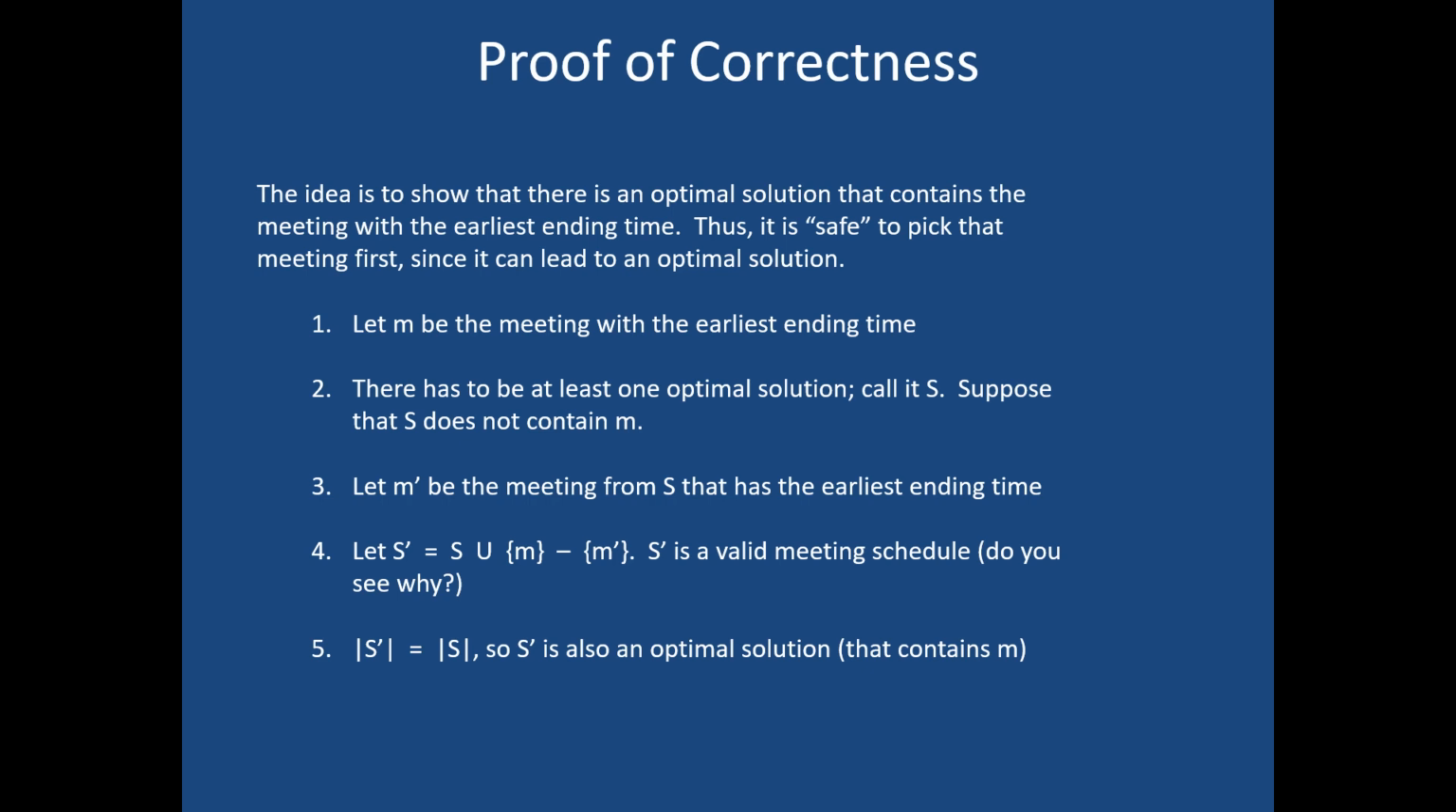What we showed is there could be lots of optimal solutions, but we just showed that if there's an optimal solution that does not contain the greedy choice, I just showed you how to transform it into an optimal solution that does contain the greedy choice. So that means that there's an optimal solution that contains the greedy choice.